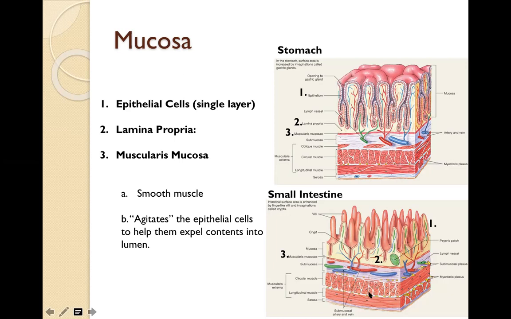Right now, we're talking about the mucosa. The mucosa is this first region of the small intestine that's closest to the lumen.